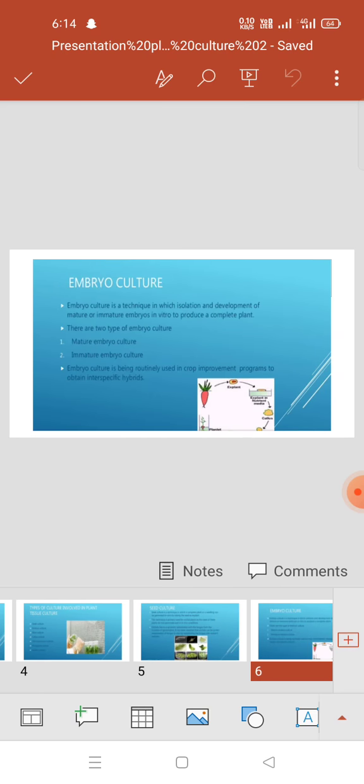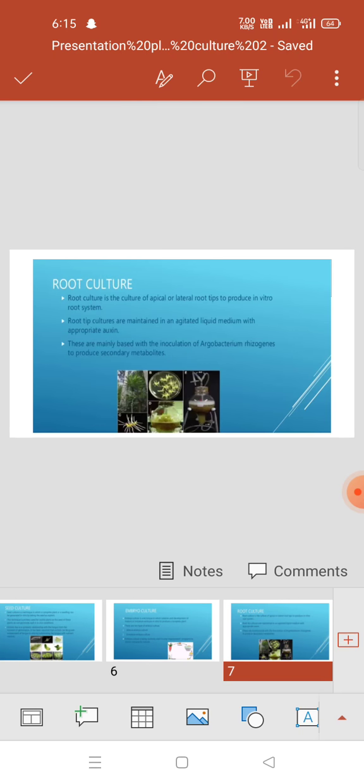Next point, embryo culture. Embryo culture is a technique in which isolation and development of mature or immature embryos in vitro to produce a complete plant. There are two types of embryo culture. First one is mature embryo culture and second one is immature embryo culture. Embryo culture is routinely used in crop improvement programs to obtain interspecific hybrids.